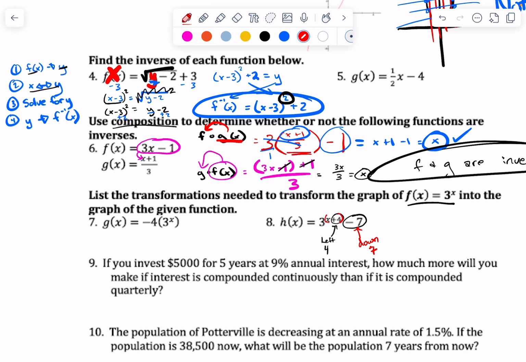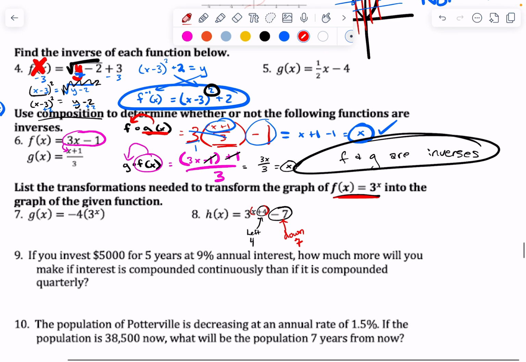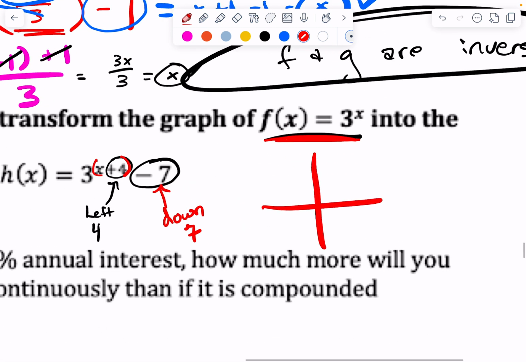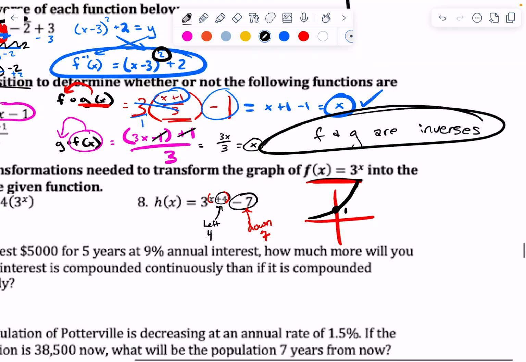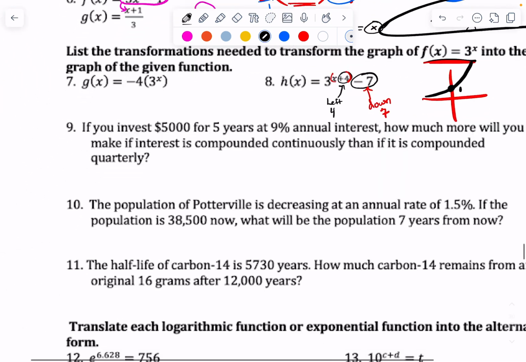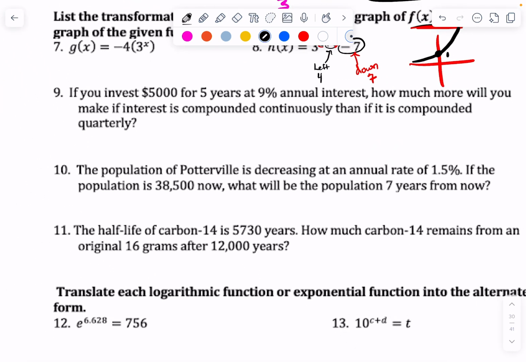List the transformations. So if I start with 3 to the x power, 3 to the x power is that exponential function that goes through here and he crosses at 1. I just need to move him to the left 4 and down 7 and graph him, and that's what he will look like, okay? All right, let's do, I don't know which one of these I want to do.